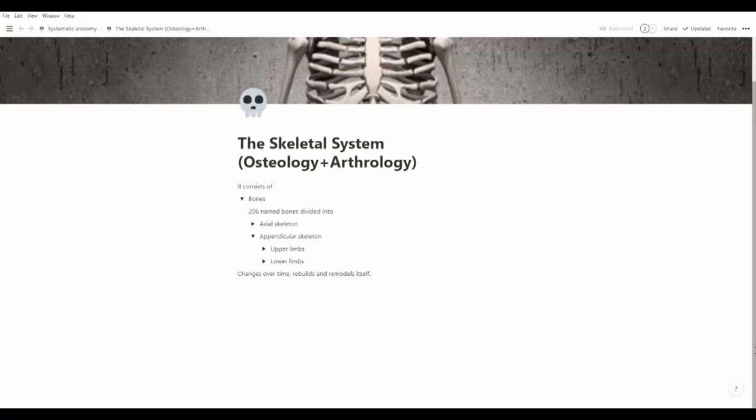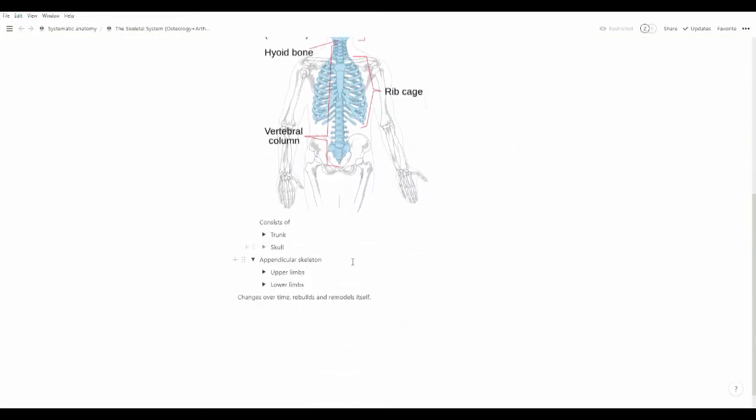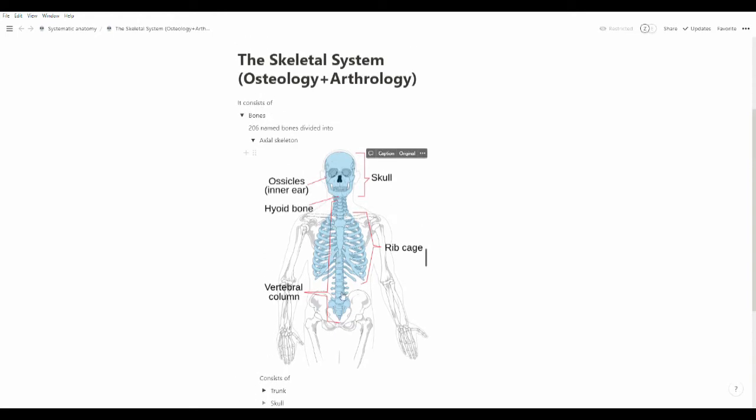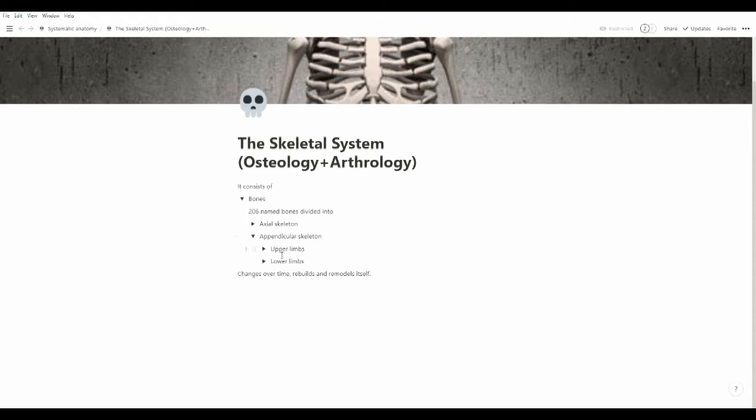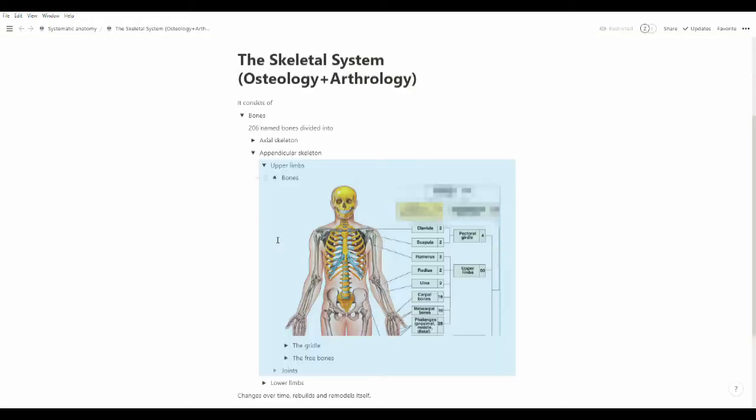Hello there. So today we're doing something that I didn't expect to do next. I thought next we'd be doing the skull in order to finish off the axioskeleton and then start with the appendicular skeleton, but apparently not. Apparently we're doing the upper and lower limbs today. So today's video we'll be talking about the bones of the upper limb and the bones of the lower limb.